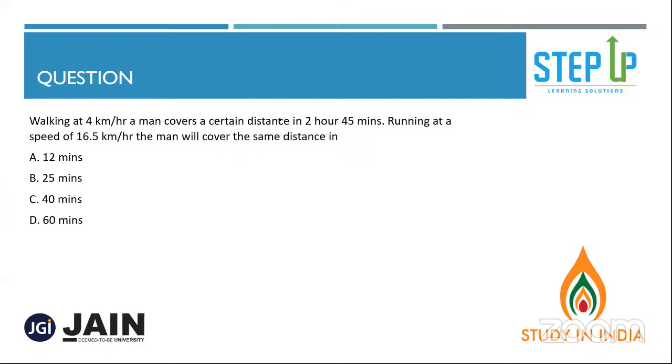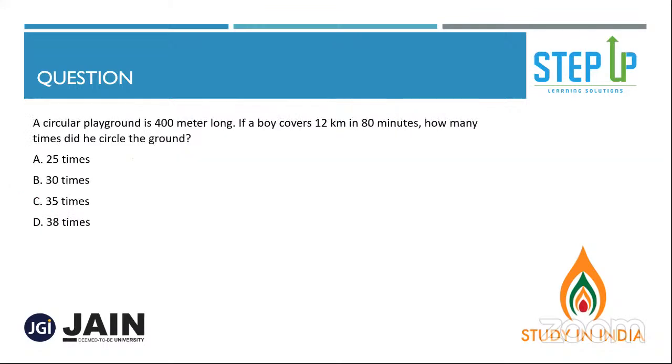All right, 40 minutes. So this will be simplest. S1 T1 is equal to S2 T2 again. 4 into 2 hours 45 minutes, which can be written as 2 3/4 hours. I hope everyone agrees to this. If I have to convert 45 minutes into hours, I'll divide it by 60, and this will become 3/4. So this is 2 3/4, and this is 16.5 into T2. All right, just solve this. I'm just going ahead. Answer is 40 minutes. Let's move to the next question.